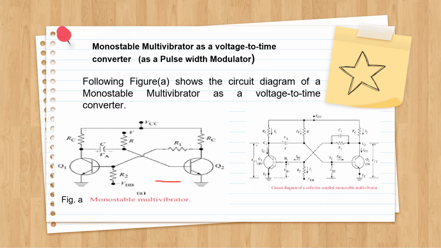This figure is the circuit diagram of a monostable multivibrator as a voltage to time converter. This is the original diagram of collector coupled monostable multivibrator. Here this resistor R is directly connected to VCC, whereas here this resistor R is connected to an additional voltage source, auxiliary voltage source V. This is the basic difference between these two circuits, except that everything is same.